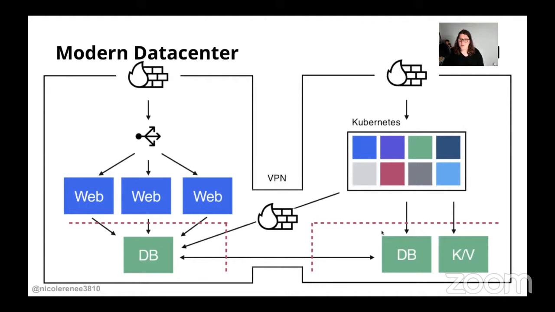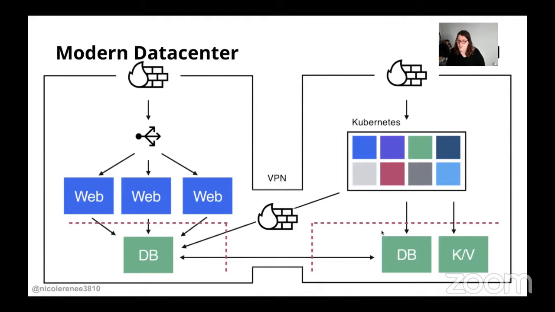But in our new environment, we're running Kubernetes. And we've got our own database server over there, key value servers. The database servers need to be able to communicate to one another. Our old web servers still need to be able to talk to the database.